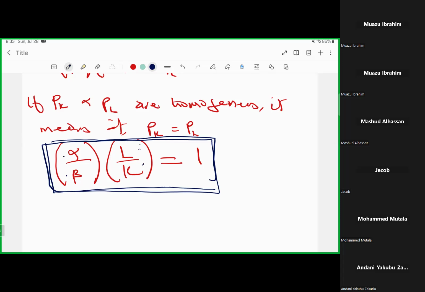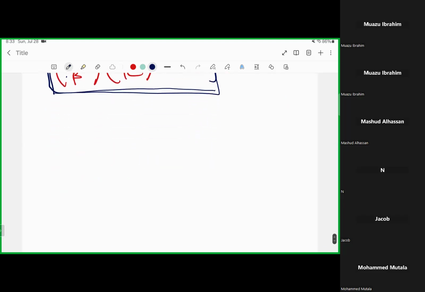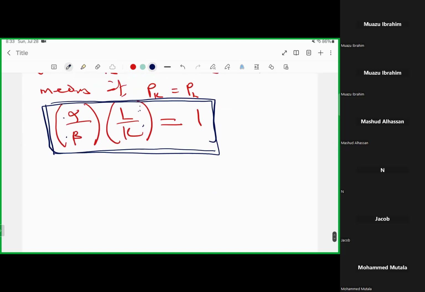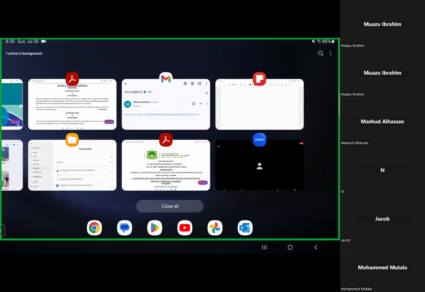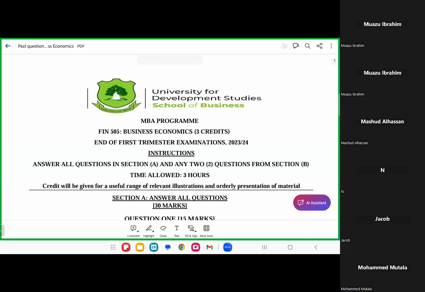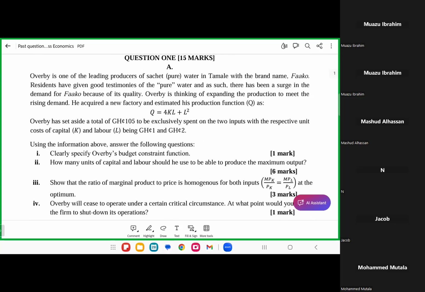Are we together or we are not together? Are we together? Okay, now let's look at this and let's solve another question. Is the screen back? Okay, let me see. Let's solve another question. There was a past question. Now let's solve this question. Can you see it?